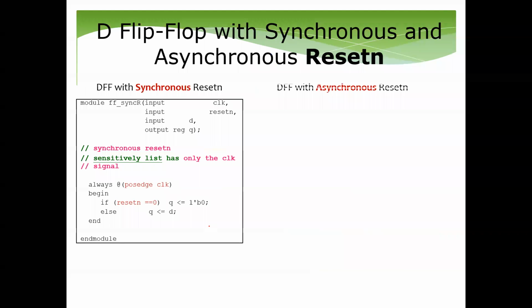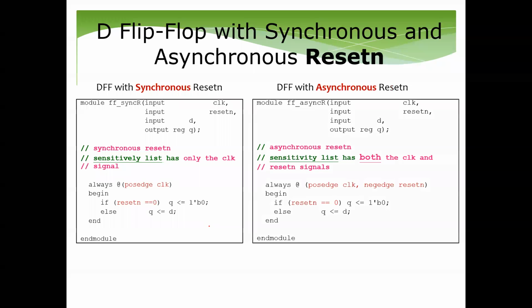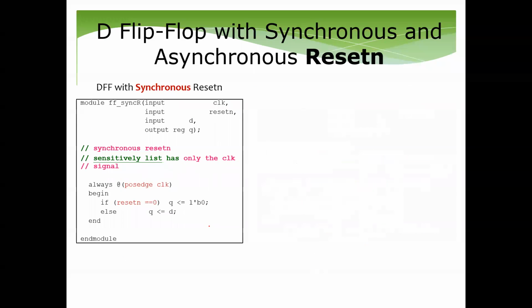Now, in these slides, let's go over these codes. If you want to make a D flip-flop with a synchronous reset, a synchronous active low reset, that's why we named it reset N. For your module, we have clock as an input, we have reset N as input, and we have D. And then we have an output Q.